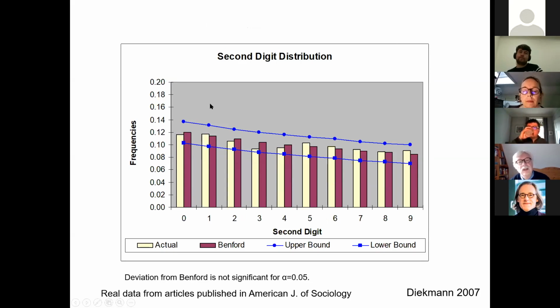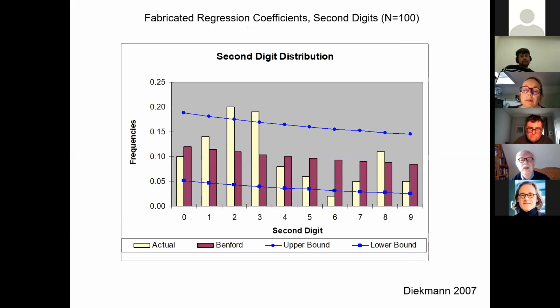And now, checking for this, I can apply the method and ask, okay, what about falsified data? What I figured out, we constructed experimentally falsified data with probands, and what I found is that there's a particularly large deviation for the second digit. So my recommendation was, when you do Benford tests, use the second digit distribution.